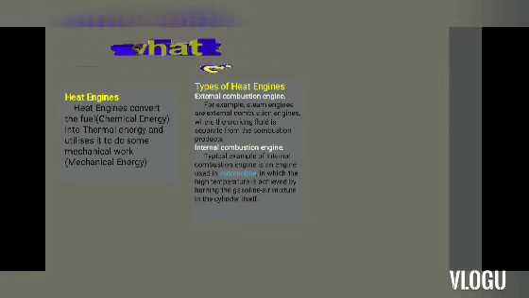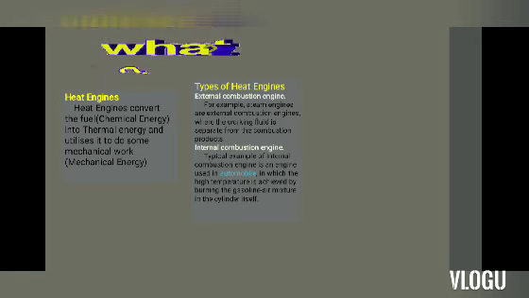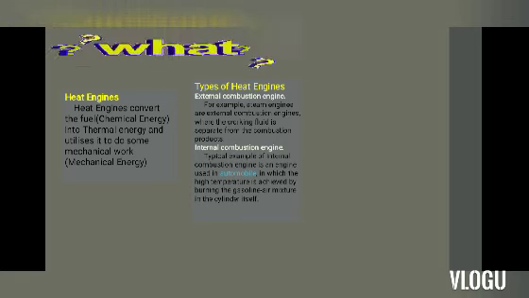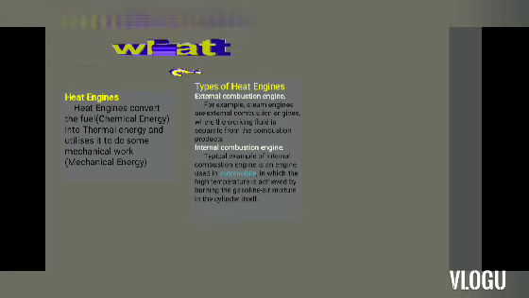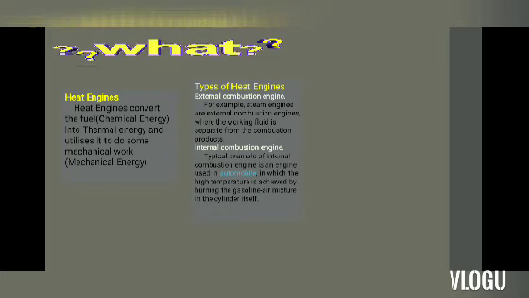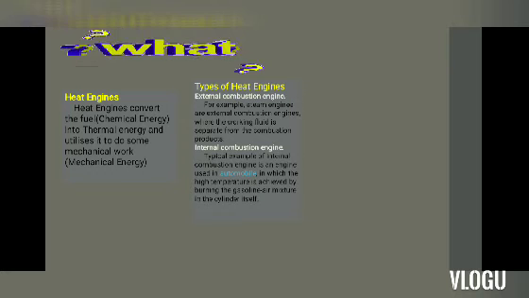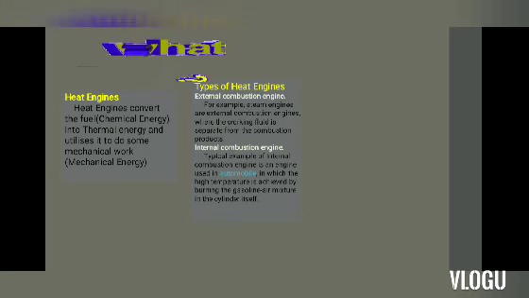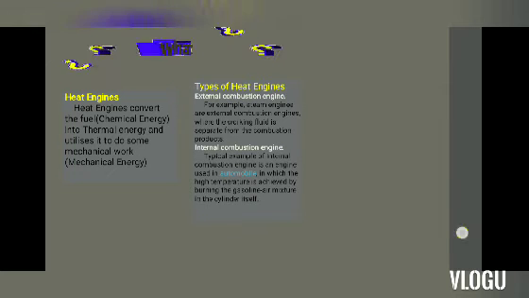First is the external combustion engine. For example, steam engines are external combustion engines, where the working fluid is separate from the combustion product. The second is the internal combustion engine. A typical example is an engine used in an automobile, in which the high temperature is achieved by burning the gasoline mixture in the cylinder itself.